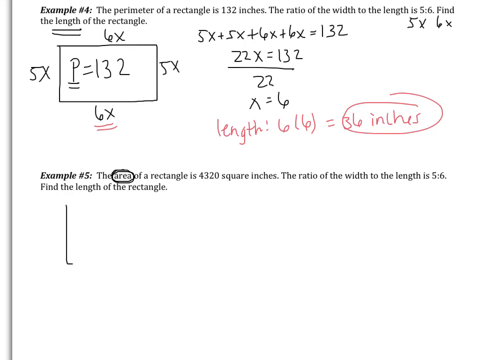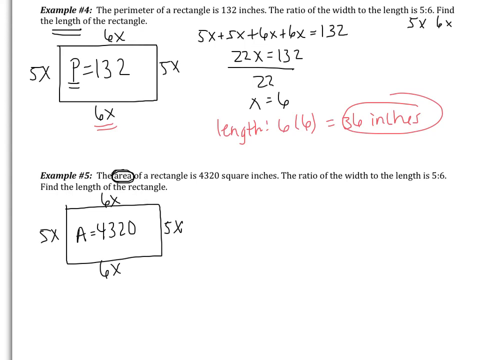Okay, so I'm going to draw us a figure again. So we are told the area is 4,320. The ratio of the width to the length is 5 to 6. So again, that's 5x and 6x. And I still know that my opposite sides are congruent. Okay, so now area is what changes. Perimeter you find by adding up all the sides. That is not true of area.